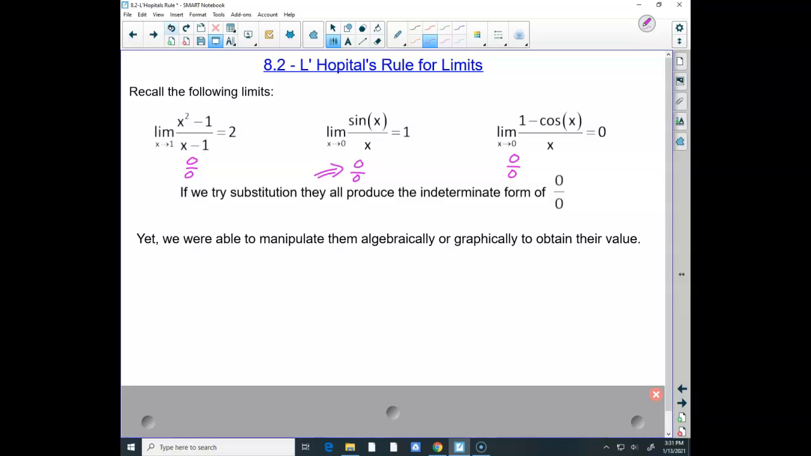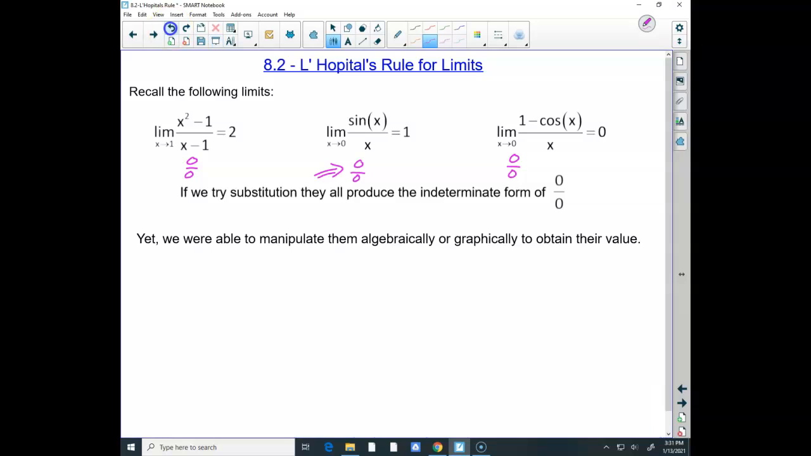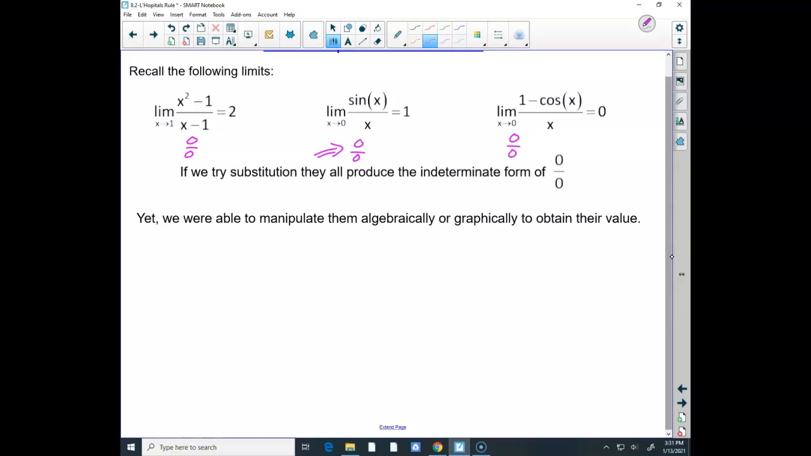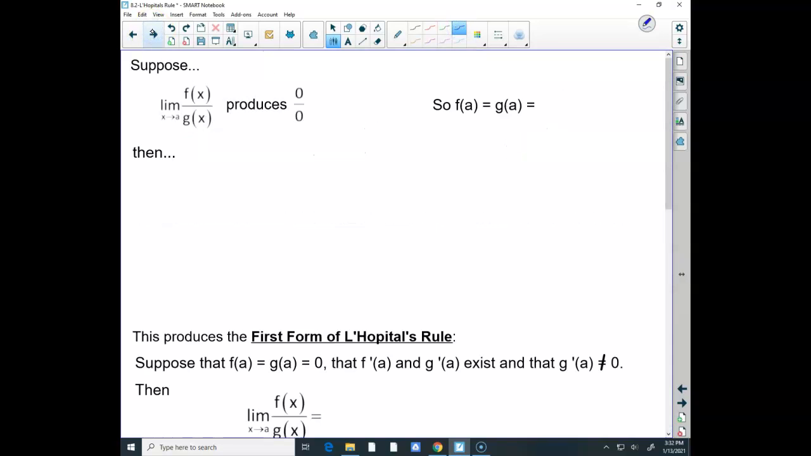Okay? So what we're going to do here is, I don't think I have any more on this page. We're going to move along here, and we are going to say suppose. So what we're going to do is dive into L'Hopital's rule here, okay? And I can cover up this bottom. Envision you don't see the bottom.